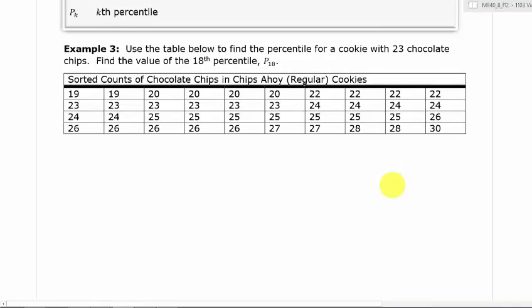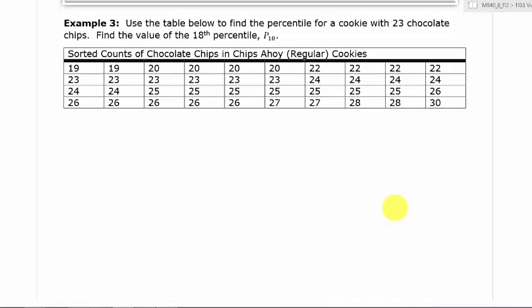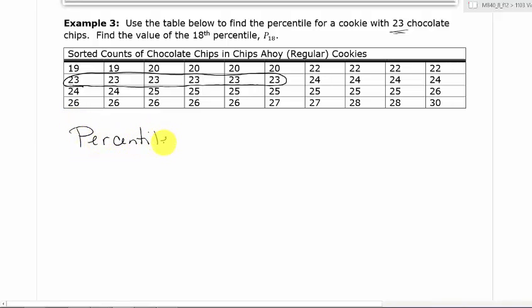Now an example. We want to use the table below to find the percentile for a cookie with 23 chocolate chips, and then find the value of the 18th percentile, or P sub 18. So we want to locate the value 23 in our table, and we can see that there are actually a bunch of them. We want how many data values are less than that. So first we're finding the percentile with 23 chips.